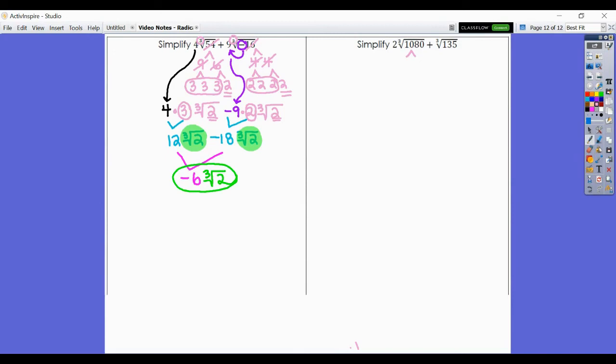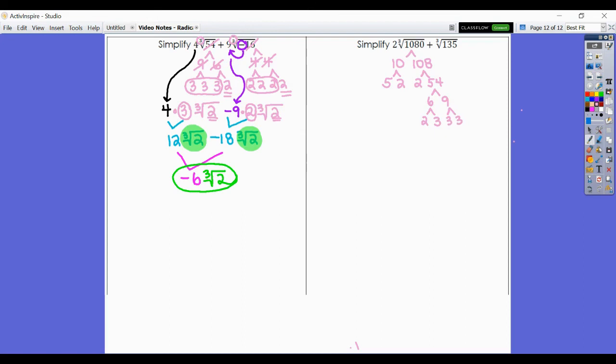So that's a large number, but remember, if it ends in 0, it's divisible by 10. So that would be 1080 divided by 10 gives me 108, and those are my two factors. Factors of 10 are 5 and 2. Factors of 108 are 2 and 54. Factors of 54 are 6 and 9. Factors of 6 are 2 and 3. Factors of 9 are 3 and 3.